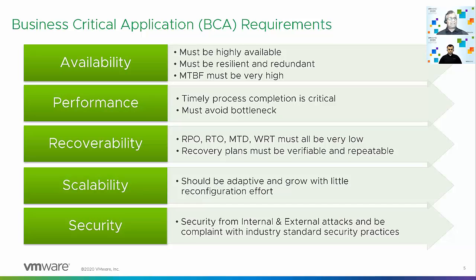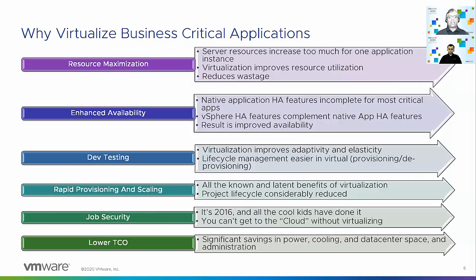For example, availability. Well, this application must be highly available. This must be resilient. This must be redundant. The mean time between failures must be very high. Performance, right? All the process completion has to complete in a timely fashion and must avoid all the bottlenecks. Of course, it should be recoverable, which means the RTO, the RPO, the MTD, the WRT must all be very low. All of the recovery plans must be verifiable and repeatable. You should be able to scale up, you should be able to scale out, you should be able to add compute, memory, storage, CPU, memory, everything on the fly. So there are many benefits, not particular to any vertical, which basically helps all workloads when we run this workload on a VMware vSphere platform.